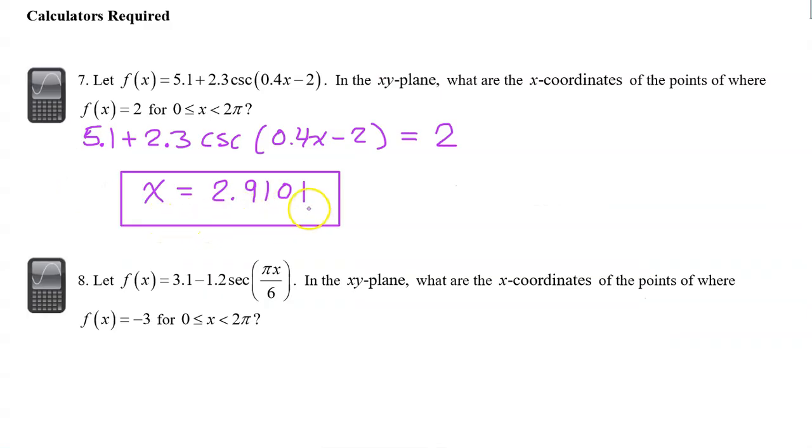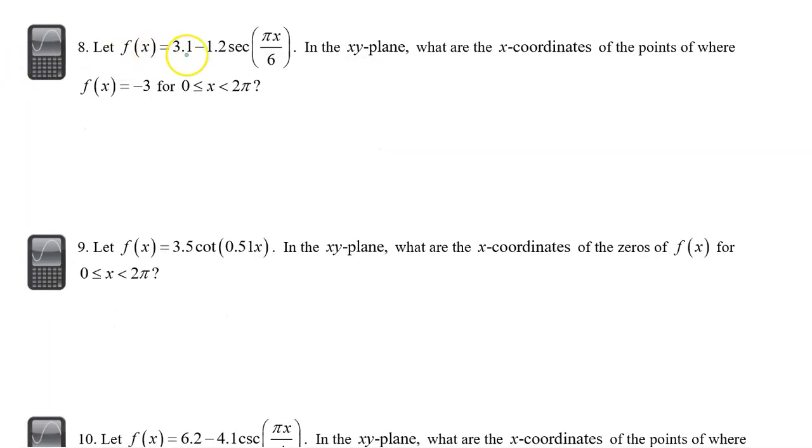Always use 4 decimal places and don't try to round. Number 8. Let f of x equal 3.1 minus 1.2 secant of pi x over 6.